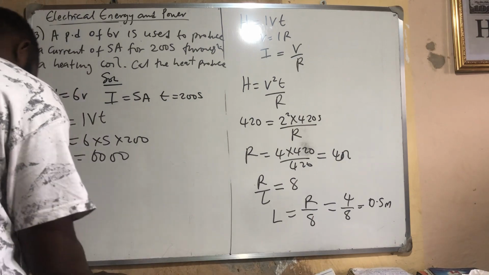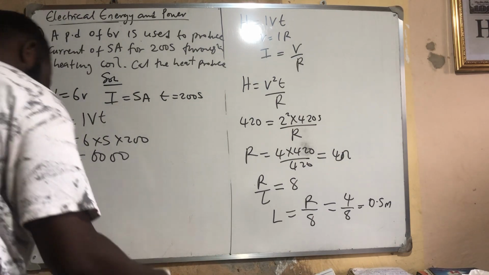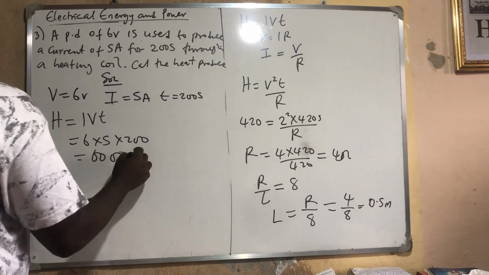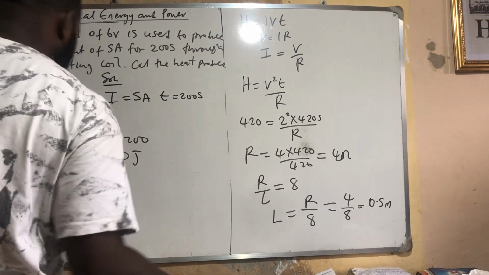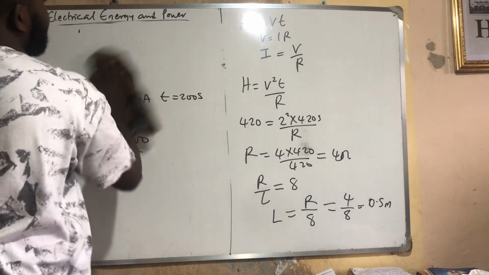So that is 6000 joules, which is 6 kilojoule. 6 kilojoule.